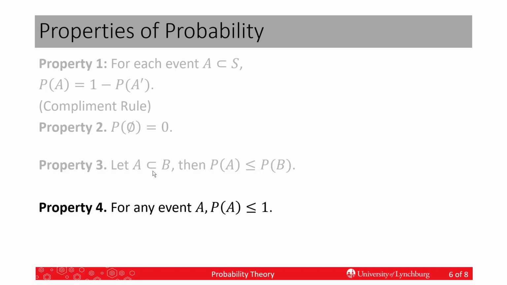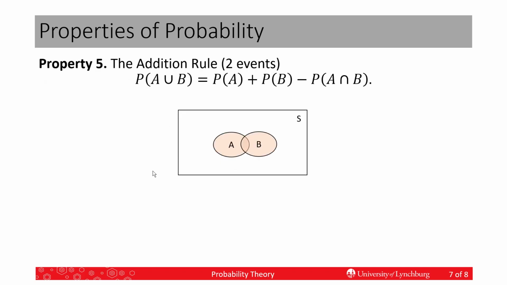And property number 4 is that for any event A in S, the probability of A has to be less than or equal to 1. Okay, it can't be larger than the probability of the whole sample space.